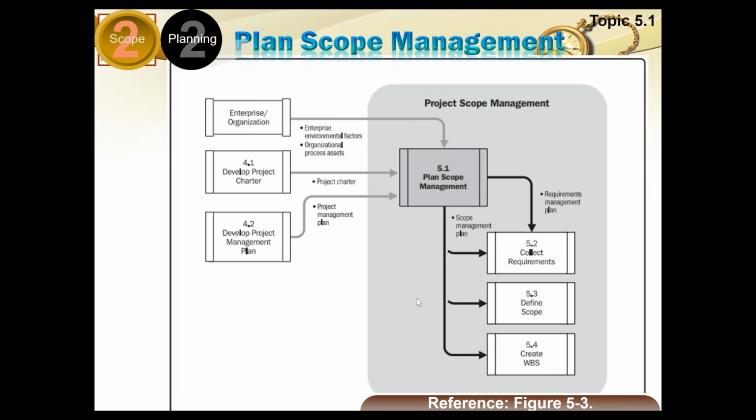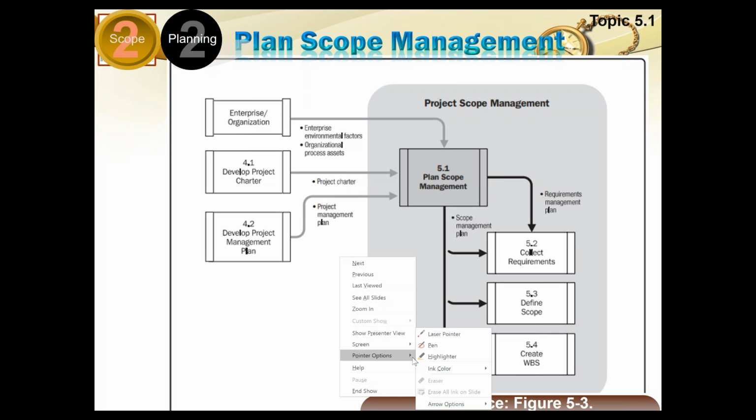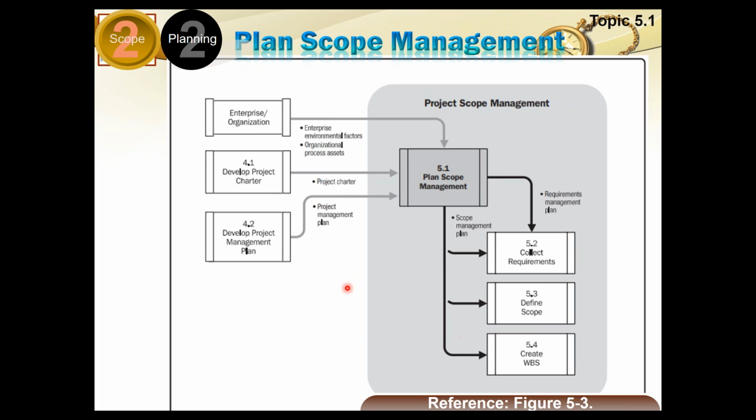If you look at it from this angle, how different things are coming from where, and where the copies of the outputs are moving to. You see, here is something interesting. Enterprise environmental factors and organizational process assets are naturally coming from the enterprise or the organization, and charter is coming from develop charter, and develop project management plan is coming from develop project management plan. This much is okay. Let's talk about the outputs.